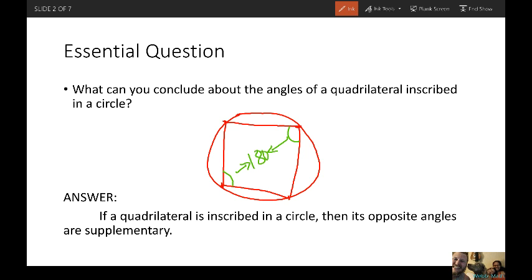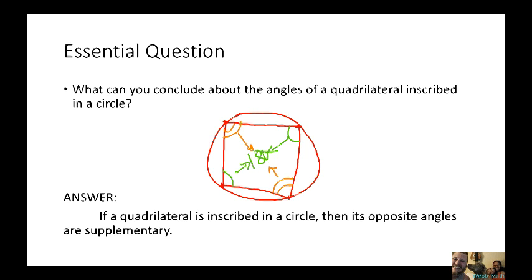And it goes for the other two. This angle plus this angle add up to 180. Make sure you understand those symbols. They aren't representing congruency, so just take note of that. They're not congruent, not all the time, but they do add up to 180.